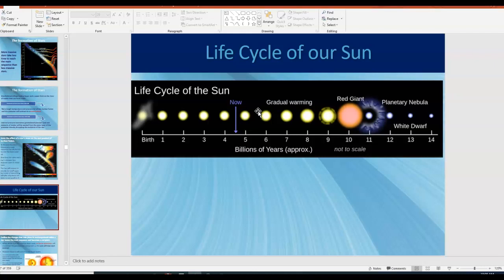Now, over the next couple billion years, what's going to happen, and we'll talk about this process in a minute, is our sun is going to gradually warm and eventually grow into what's called a red giant. That red giant is eventually going to release what's called a planetary nebula and leave behind the core, which is what we call a white dwarf. We'll go into that in more detail, but this is going to be the life cycle of our sun. Our sun is eventually, billions of years from now, going to end up as a white dwarf.